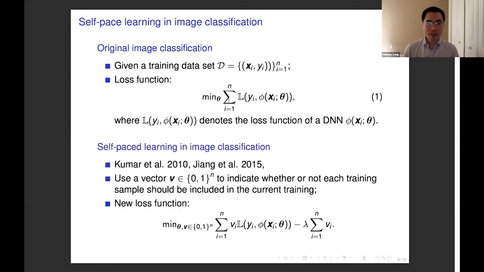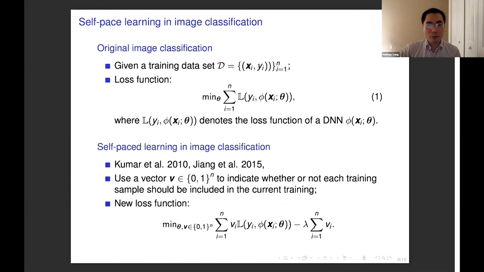So how can we implement the self-paced learning idea in the optimization objective function so that we can have better results? This idea was discussed by Kumar and Jiang a few years ago. The rough idea is that they introduce a vector V to represent whether we include or not include the training example in the loss function. For example, if vi is equal to 1, that means that we include this example xi in the loss function. If vi is equal to 0, it means that the term corresponding to xi is equal to 0, so we don't consider it in the objective function.